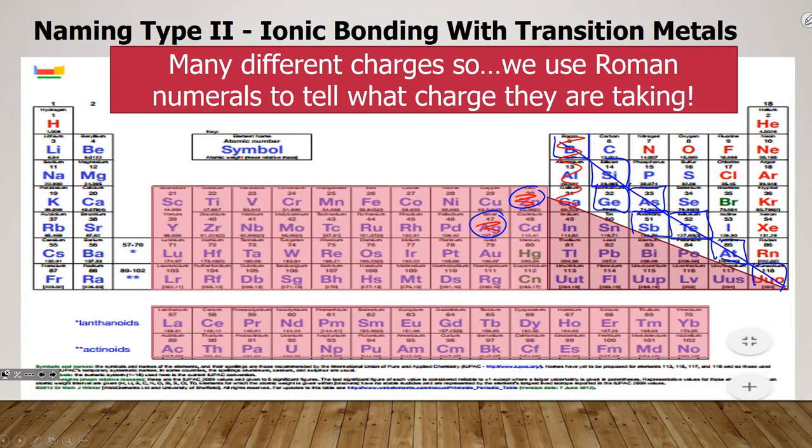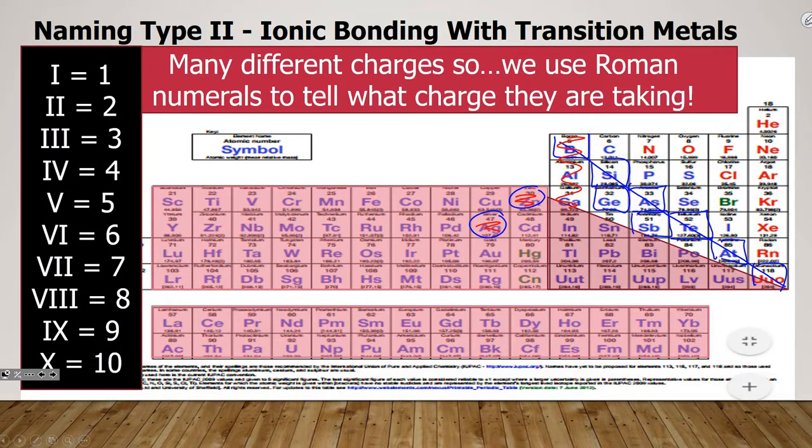All right, so this is how these work. We use Roman numerals to tell the charge on the metal. Now, if you don't know your Roman numerals, here they are. You better write them down because you're going to be using them. I is 1, II is 2, III is 3, IV is 4, V is 5, VI is 6, VII is 7, VIII is 8, IX is 9, and X is 10. That's as high as we'll go. If you know your Roman numerals, you're good to go. If you don't, please write them down.